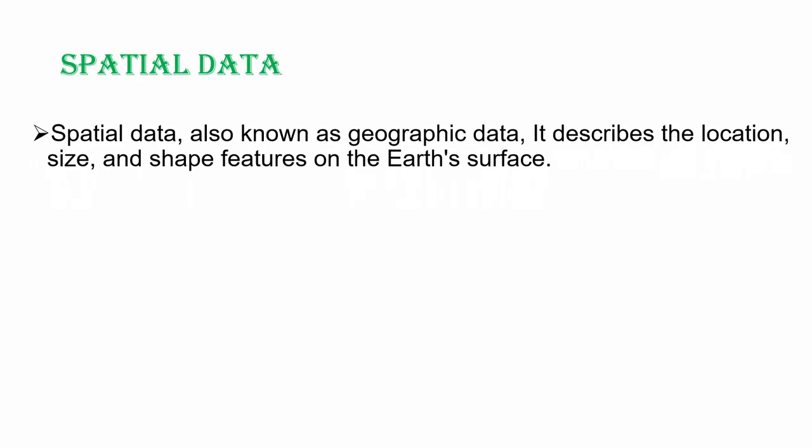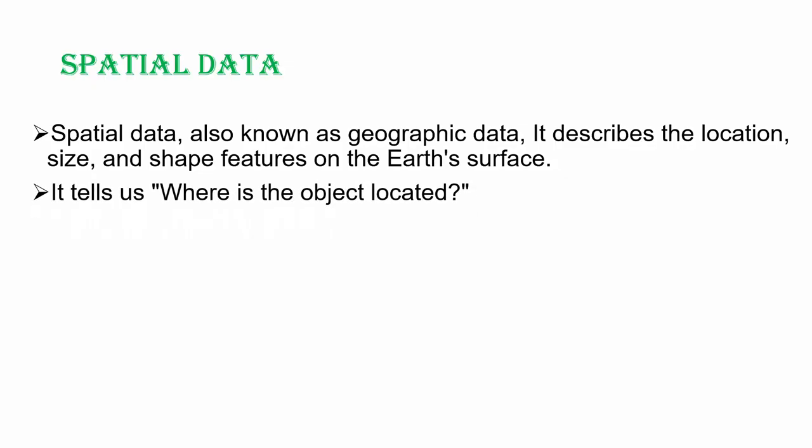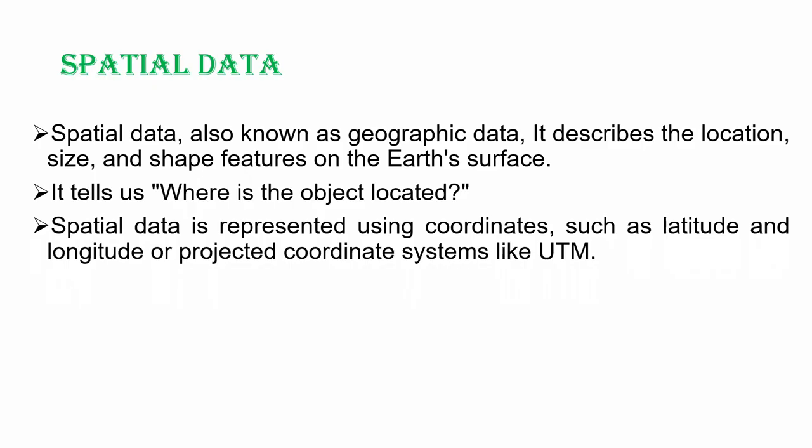Spatial data. Spatial data, also known as geographic data, describes the location, size, and shape of a particular feature situated on Earth's surface. It tells us where the object is located. Spatial data is represented using coordinates such as latitude, longitude, and projected coordinate systems like UTM.